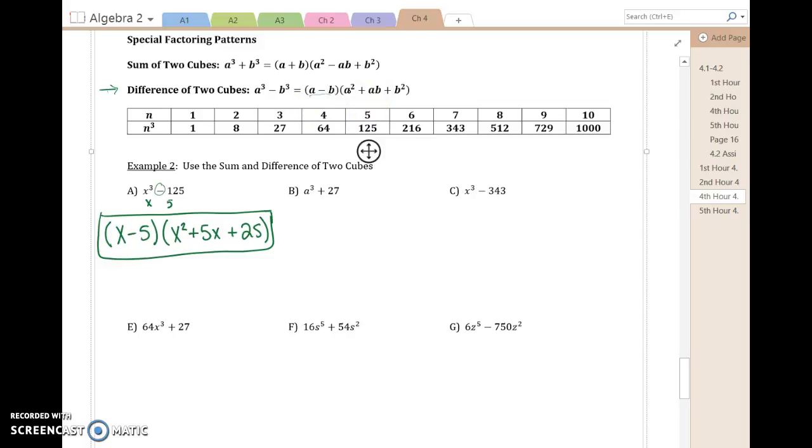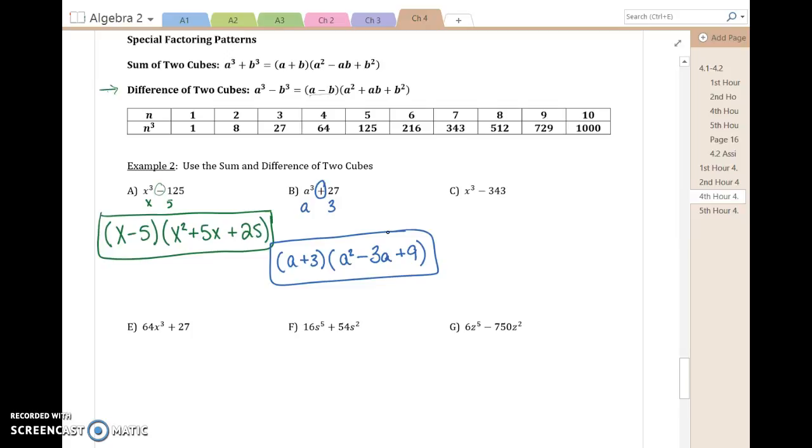All right, let's try B. B is the sum of two cubes. A cubed is the perfect cube of A. 27 is the perfect cube of 3. Because this is the sum of two cubes, we are going to do A plus 3, A squared. We used plus in the first set of parentheses, so we use minus next. A times 3 is 3A. Always use plus for the last one. 3 squared is 9. Factored.